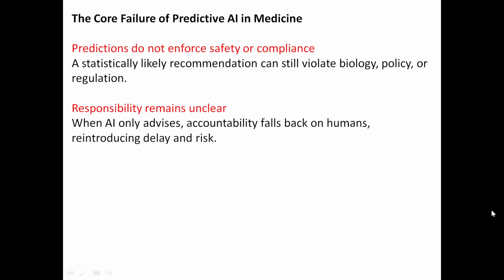So this is our experience. The prediction does not infer safety or compliance, right? Because this is a very important factor in healthcare. It is safety, right? And compliance, and then responsibility, right? Because who is accountable? A lot of people talk about what will happen if something goes wrong when applying AI in the healthcare area, who is liable, who has responsibility.